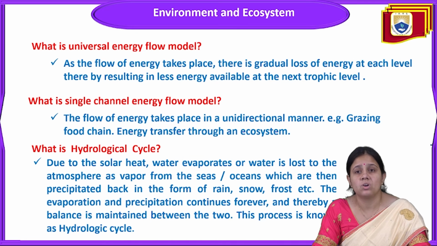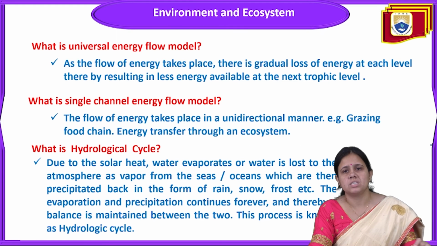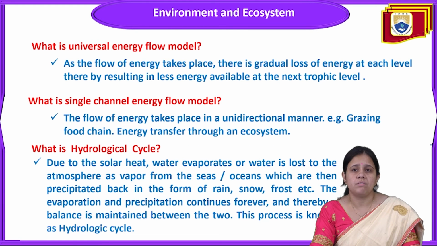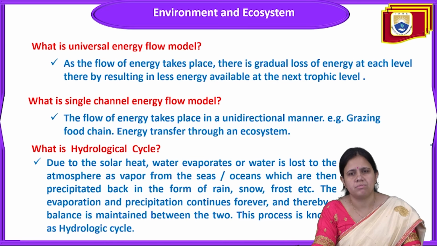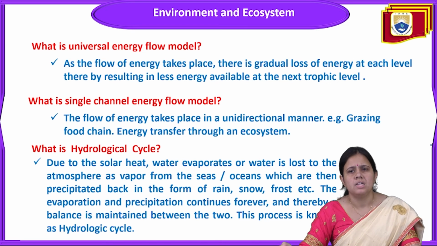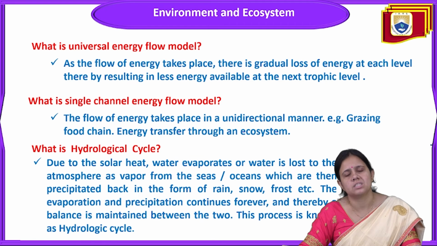Next is about the hydrological cycle. We have already studied the biogeochemical cycle. So in this way, the next question is about the hydrological cycle. The hydrological cycle means that with the use of solar heat, water evaporates or is lost to the atmosphere as vapor from seas or oceans, which is then precipitated back in the form of rain, snow, frost, etc. The evaporation and precipitation continue, and thereby a balance is maintained between these two processes, and this process is known as the hydrological cycle.